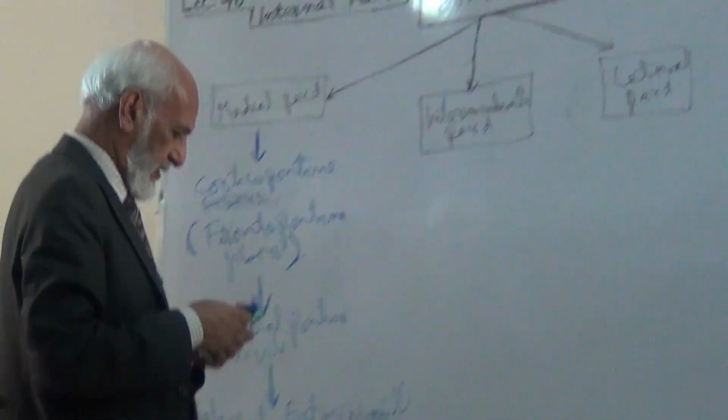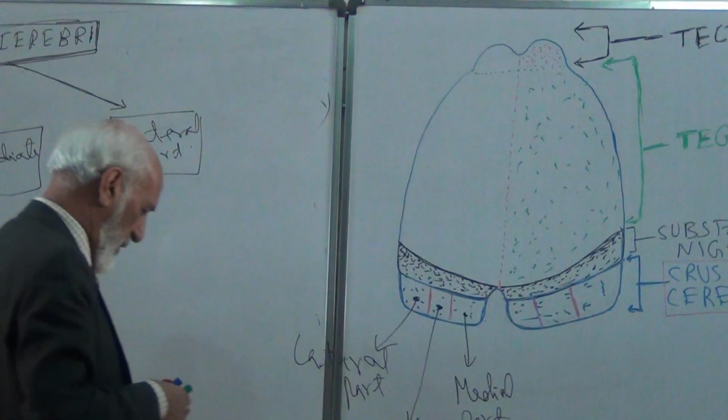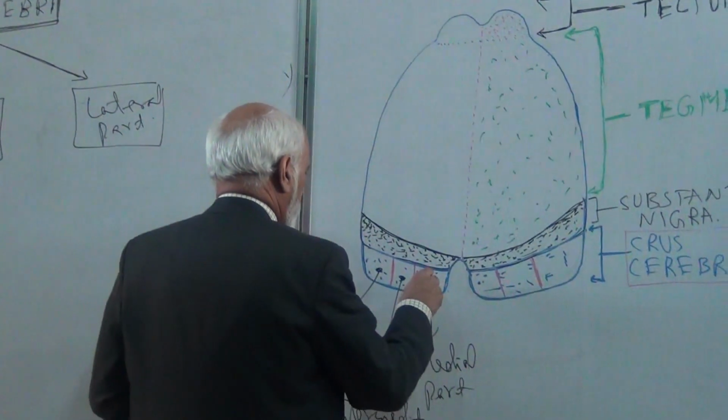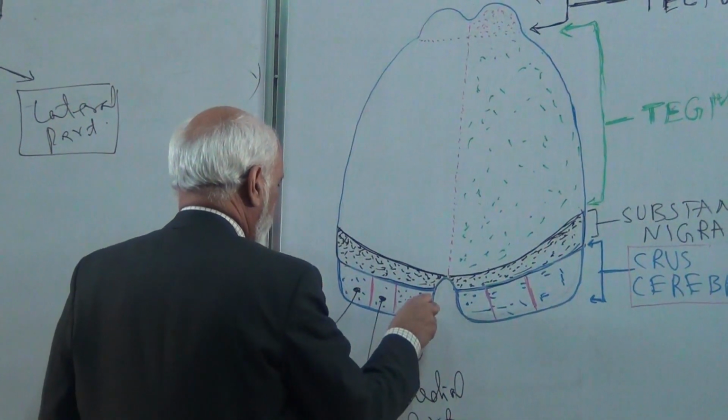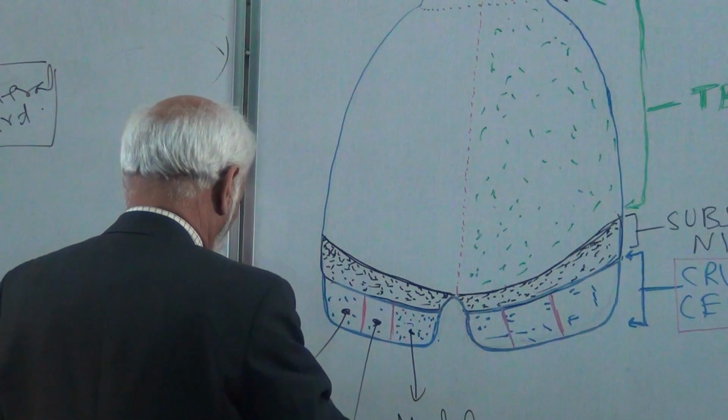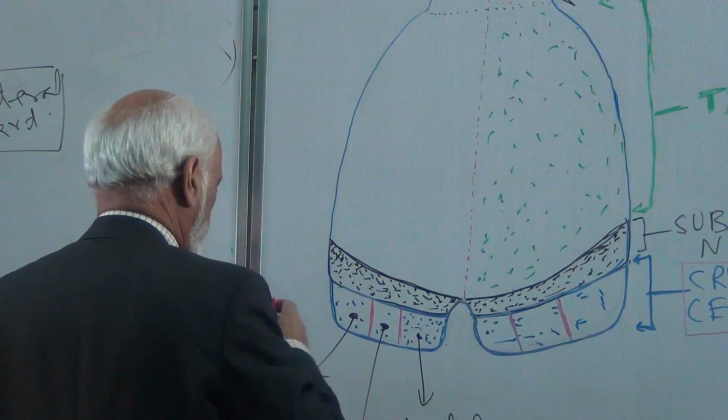So which tracts descend through the medial part of the crus cerebri? Corticopontine, which arise from the cortex of the frontal lobe.